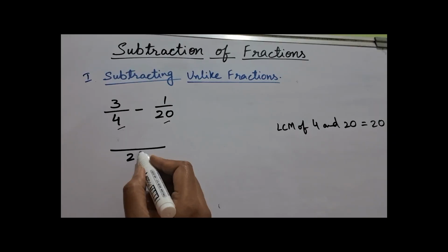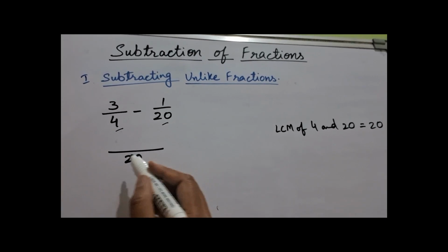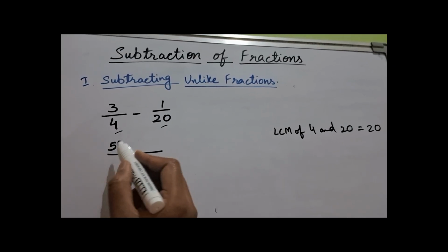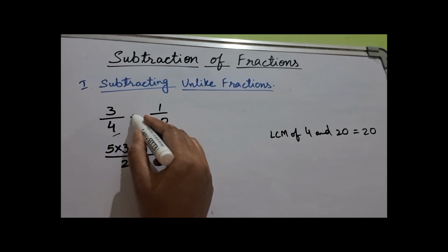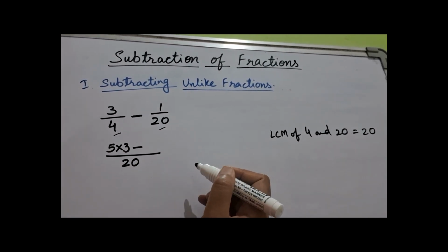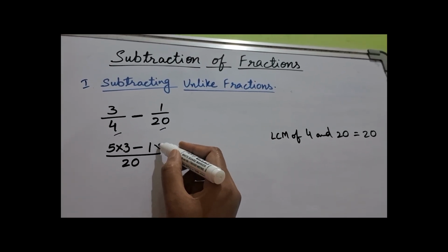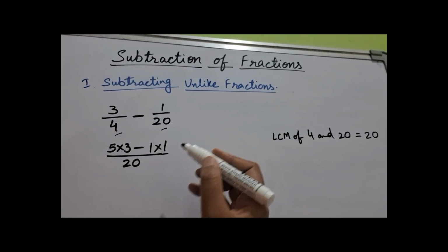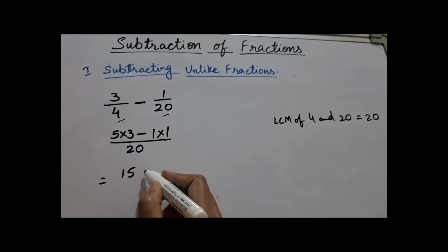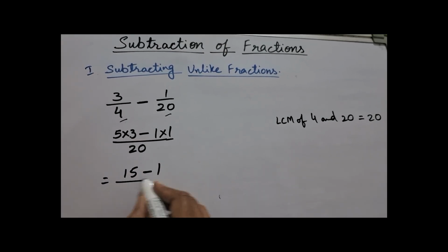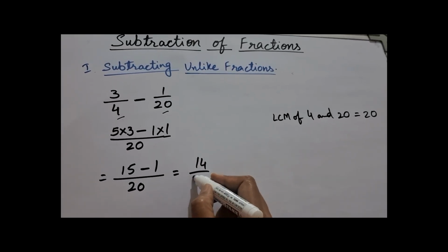That LCM we write in the denominator place, and 4 5s are 20, 5 multiplied with the numerator 3. Okay. Now here minus is there. You need to put the same symbol, minus. 20 5s are... 20 2s are... So you need to write 1 here multiplied with numerator 1. Okay, children. Which is equal to 5 3s are 15 minus 1 1s are 1 by 20, which is equal to 14 by 20.